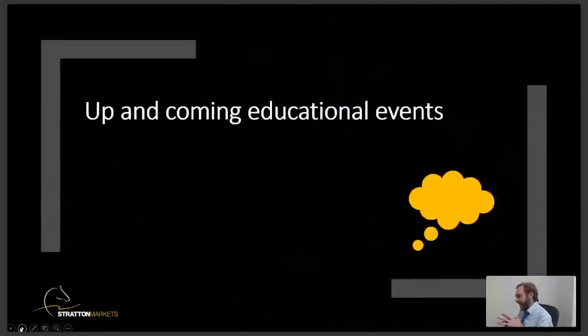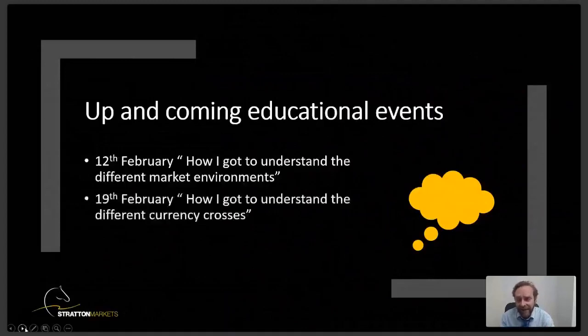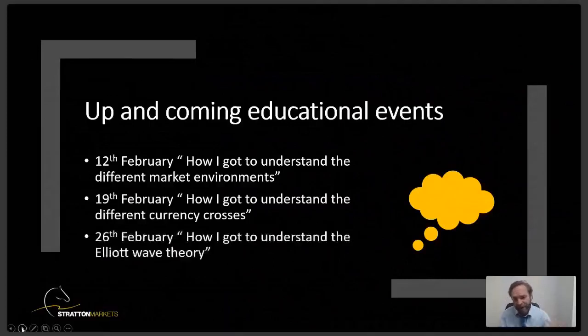Right. Up and coming educational events, other episodes to come out this month. On the 12th of February, it's how I got to understand the different market environments. Then on the 19th of February, how I got to understand the different currency crosses. That's a good episode because I will be discussing minor currency pairs. A lot of people just tend to focus on the majors, but there are some great opportunities with the minors. So we'll talk about that. And then on the 26th of February, the final episode for the month, it will be how I got to understand the Elliott Wave theory. Cracking one, that one. I like talking about the Elliott Wave because I think it's a really interesting theory, and you can certainly use it to recognize certain patterns and see where the market potentially could be heading in the future. So that's on the 26th of February.